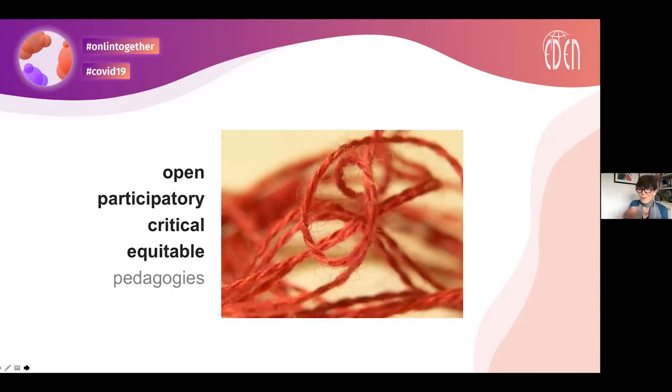So whether you use the term open educational practices or open pedagogy or any of the other terms that are used to talk about these kinds of things, the focus of OEP is open, participatory, critical, equitable pedagogies. What can we do with these means to enhance equity for students, to enhance the quality of teaching and learning?